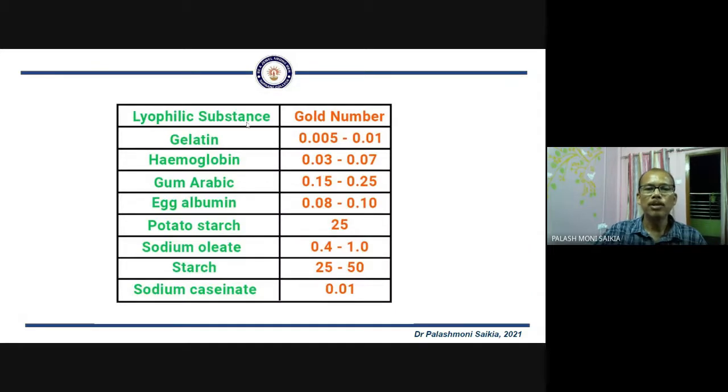So these are some gold numbers. If you see, lyophilic substances like gelatin have a very low gold number, so their protective action is very high. And starch, potato starch or normal starch, have a very high gold number. Their protective action is very less.